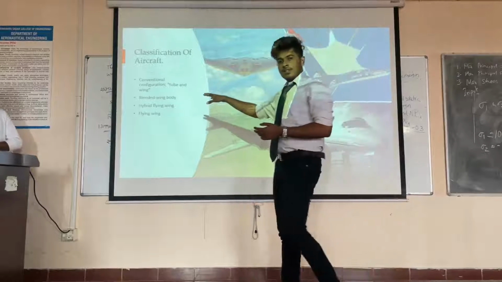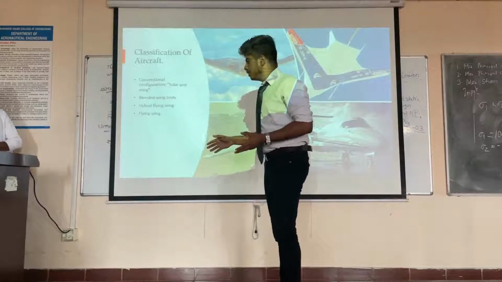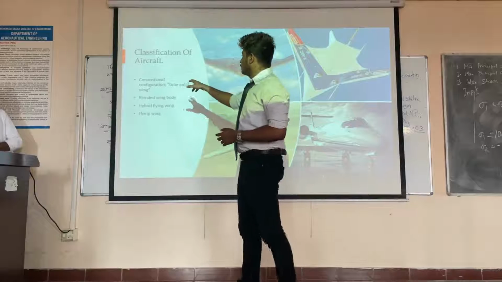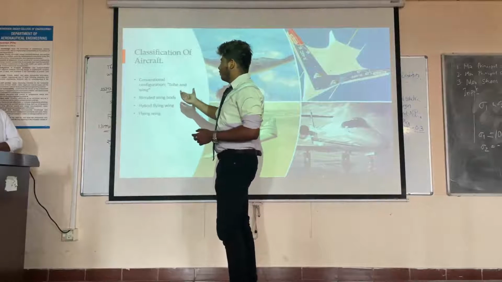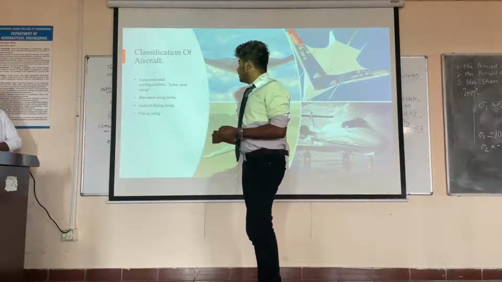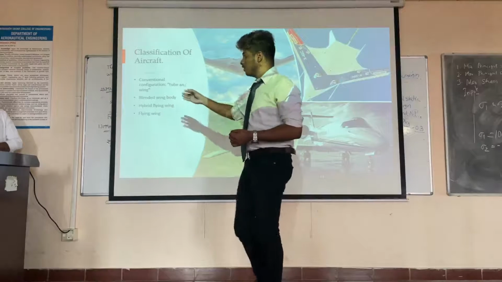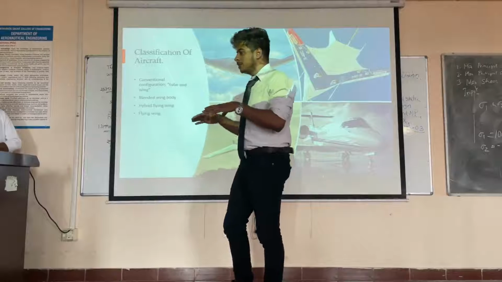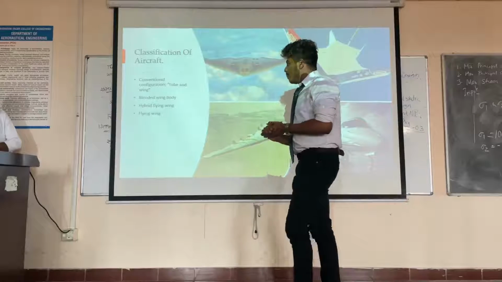So, classification of aircraft in general. There are four kinds of aircraft in real life. The first one is the conventional configuration, that is tube and wing. That is all the commercial planes that fly. They have the conventional configuration where the fuselage and the wings are not blended and are separate.